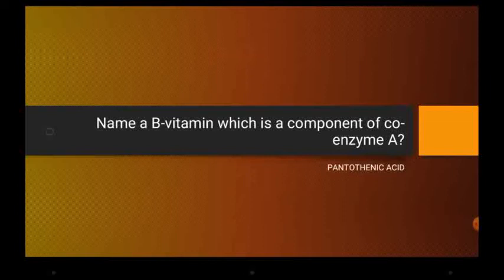Name a B vitamin which is a component of coenzyme A. Well, the answer is pantothenic acid.